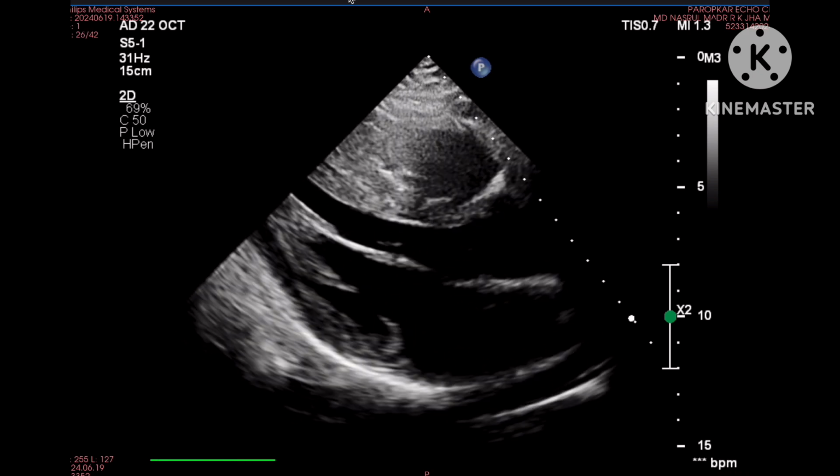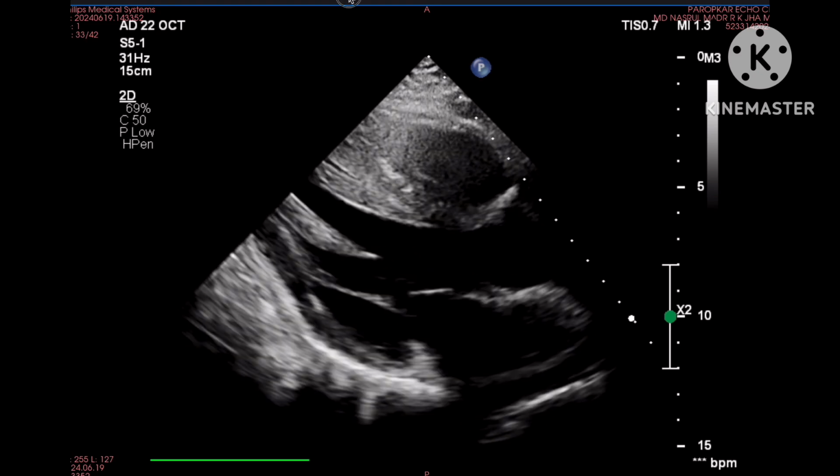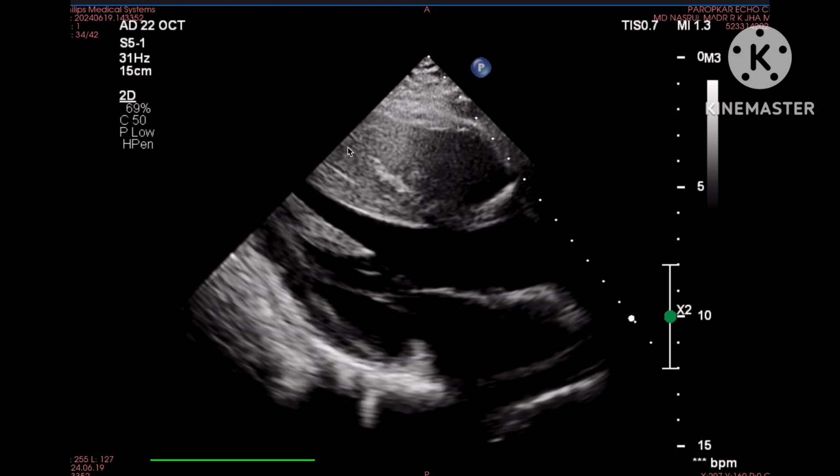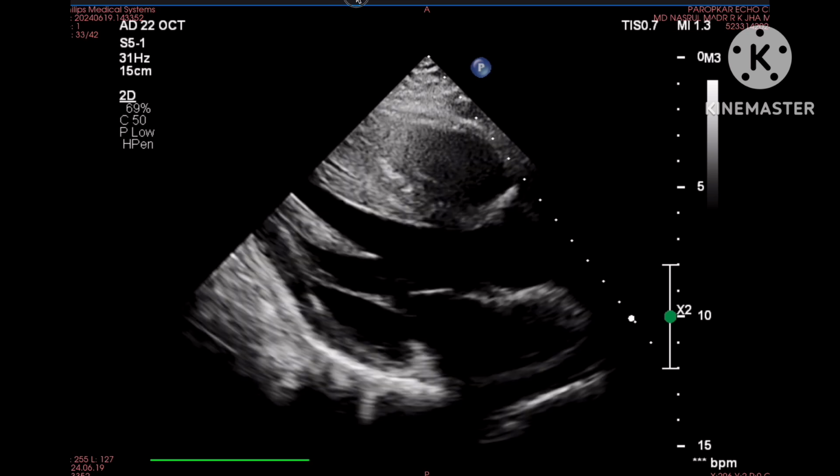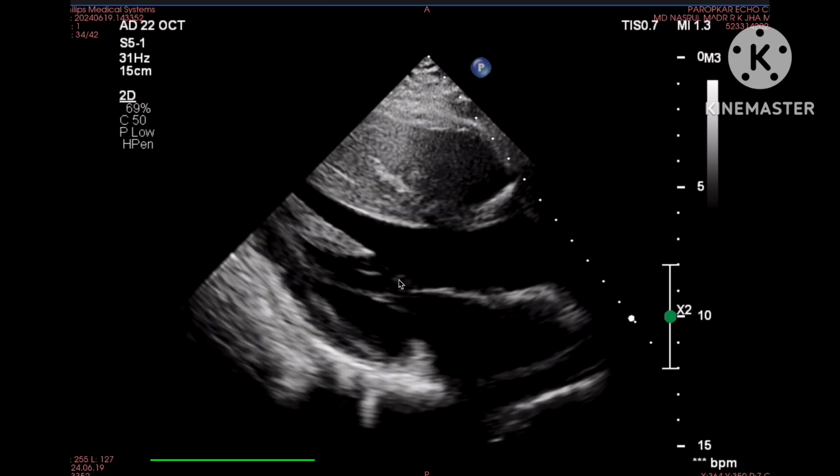What I want to highlight is how the mitral valve closes. The mitral valve just has closed. See, the mitral valve has closed. Then the anterior mitral leaflet moves towards the IVS, that is anterior motion of the anterior mitral leaflet. That is called SAM, systolic anterior motion of the anterior mitral.